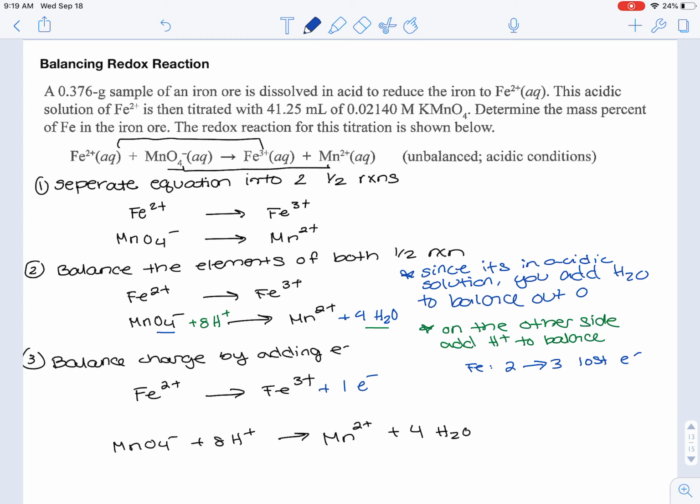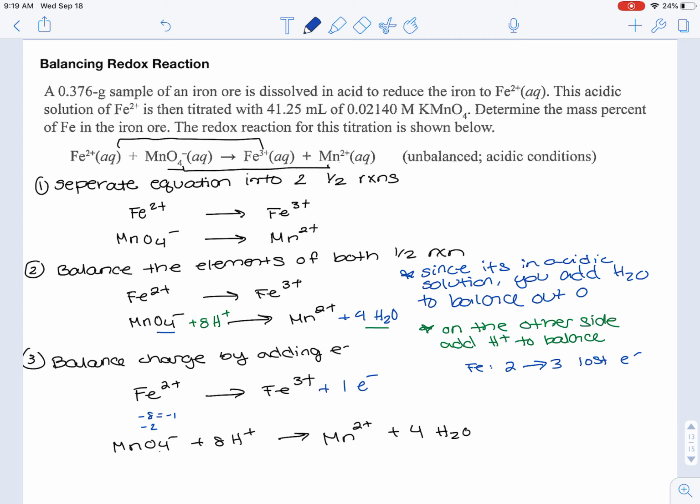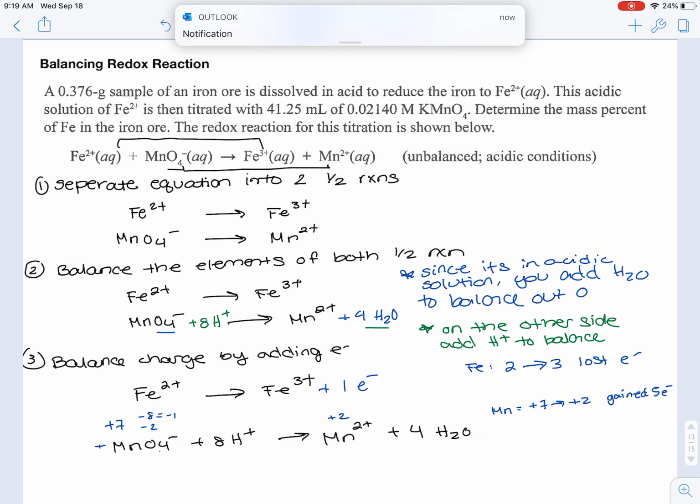Then manganese. Well, I know that oxygen is -2, and I have 4 oxygens, so that's -8. And it has to equal a total of -1. So in order to subtract 8 from something to get -1, manganese has to be +7, and this manganese is +2. So manganese went from +7 to +2. It went down in oxidation number, so it gained negativity, meaning it gained electrons. 7 to 2, the difference is 5, so it gained 5 electrons. And since it's being gained, that would go on the reactant side.